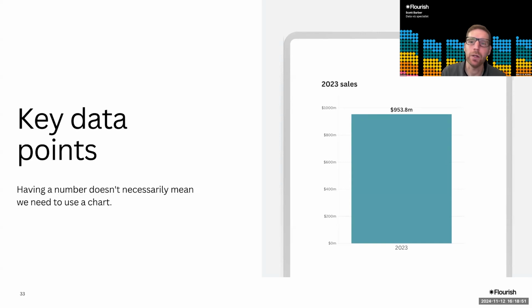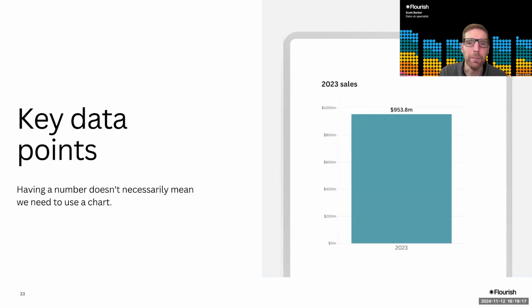So looking back at our case study, we've got this example of making a chart to show just the 2023 numbers. We've put it into a chart, and you can see it doesn't really work. There are no other chart numbers to compare it to. And putting it in a chart has people looking for a more complicated message than you're actually trying to tell, which is just to give that key number of 953 million.